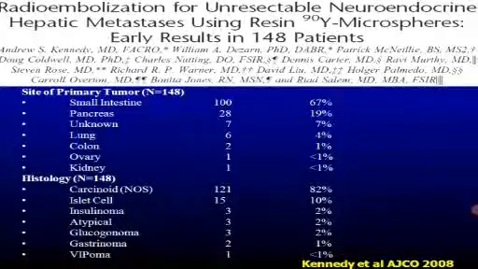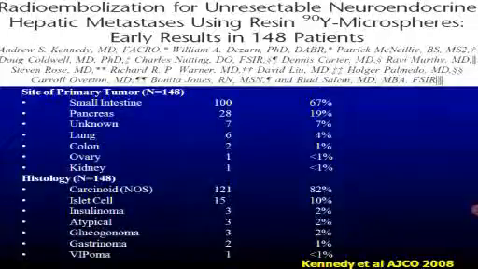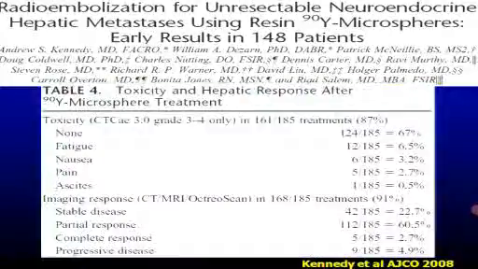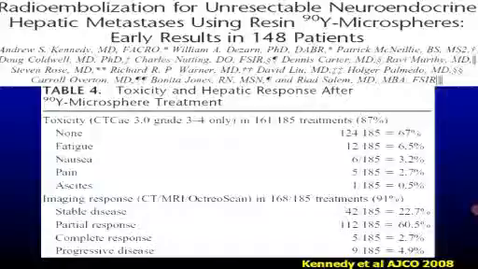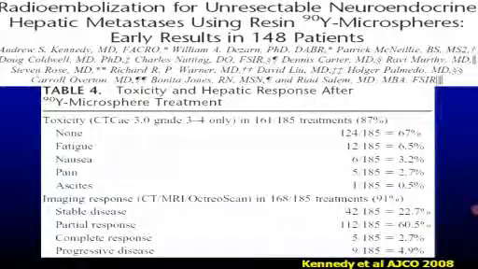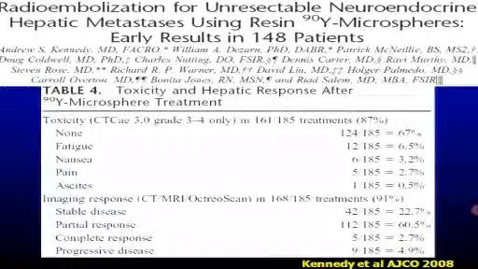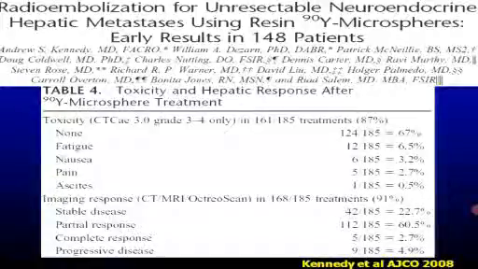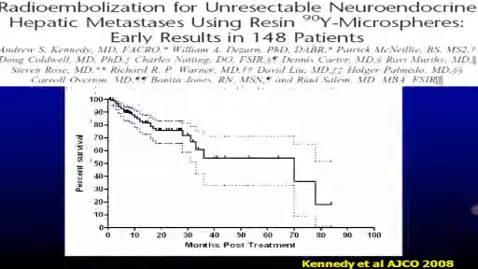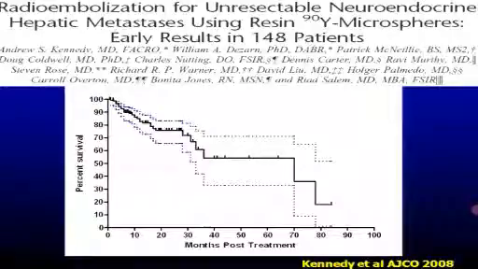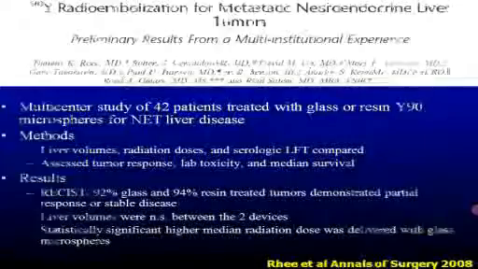Here you can see the variety of primaries that were treated. So this is really a pooling of data from multiple institutions to look at what the outcomes would be. And again, notice the recurring theme of a very high partial response rate here, 60+% in this 150 patient series with over 7-year median survival from time of first treatment.